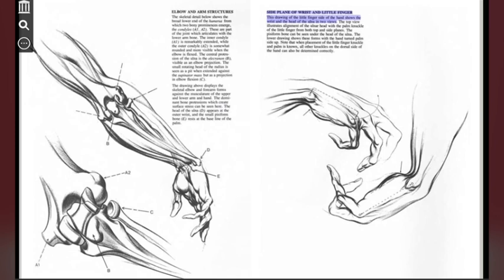This drawing of the little finger side of the hand shows the wrist and the head of the ulna in two views. The top view illustrates alignment of the ulnar head with the palm knuckle of the little finger from both top and side planes. The pisiform bone can be seen under the head of the ulna. The lower drawing shows these forms with the hand turned palm side up. Note that when placement of the little finger knuckle and palm is known, all other knuckles on the dorsal side of the hand can also be determined correctly.